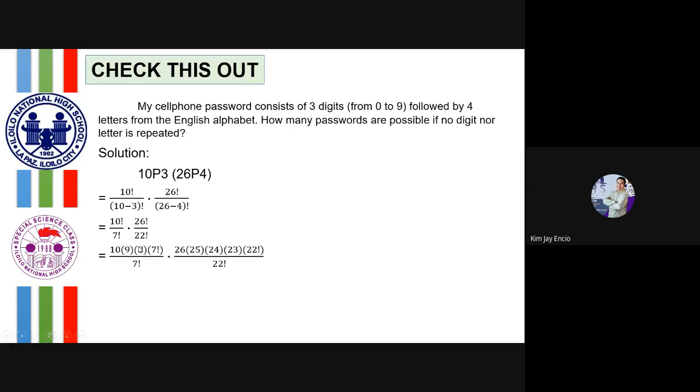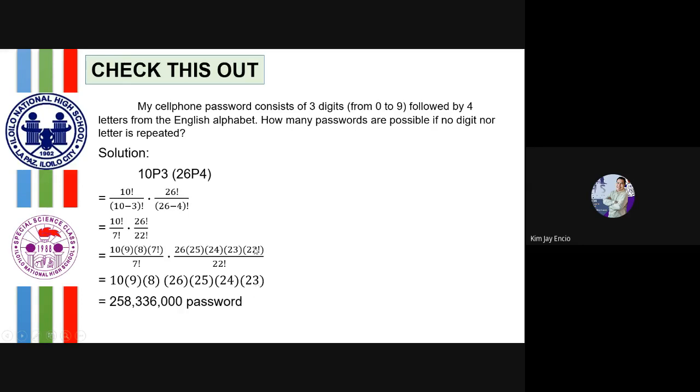Using their definitions, we have 10 times 9 times 8 times 7 factorial. We stop here so we can cancel, or divide, this, times 26 times 25 times 24 times 23 times 22 factorial. We stop here because you could also divide it here. Upon division, you will be left with 10 times 9 times 8 and 26 times 25 times 24 times 23.